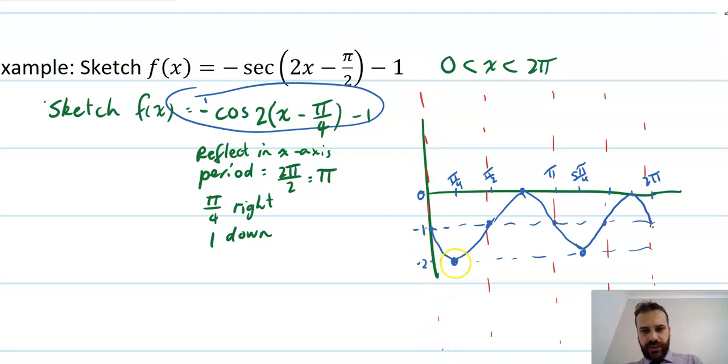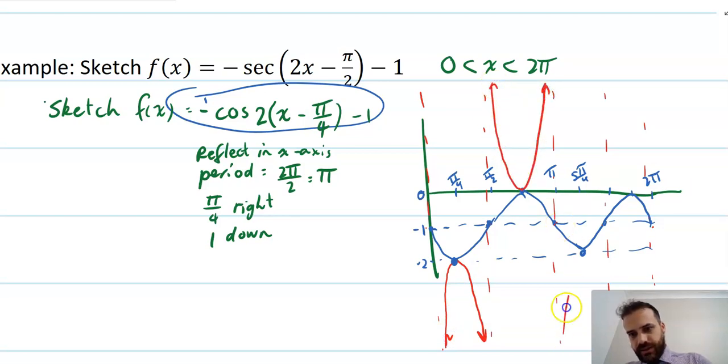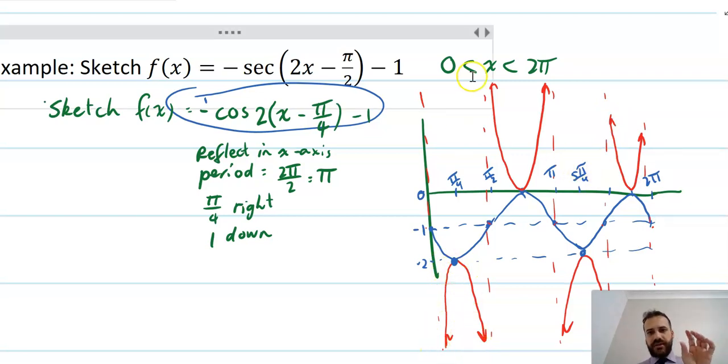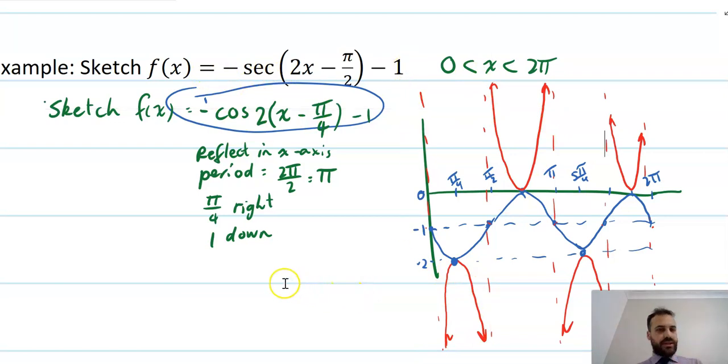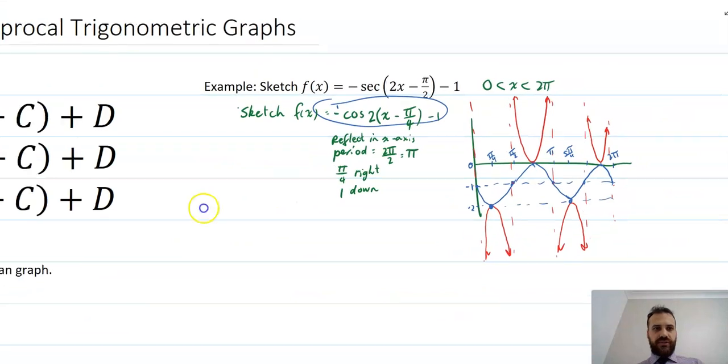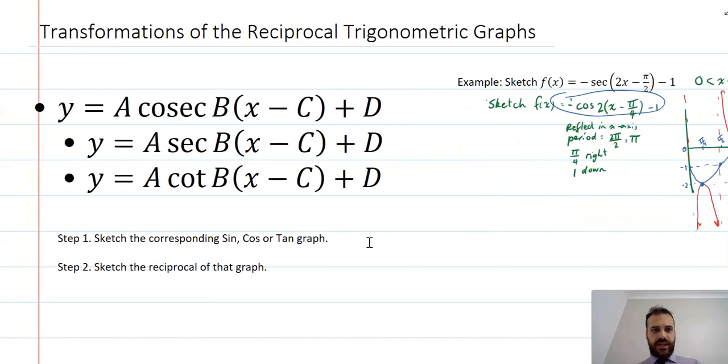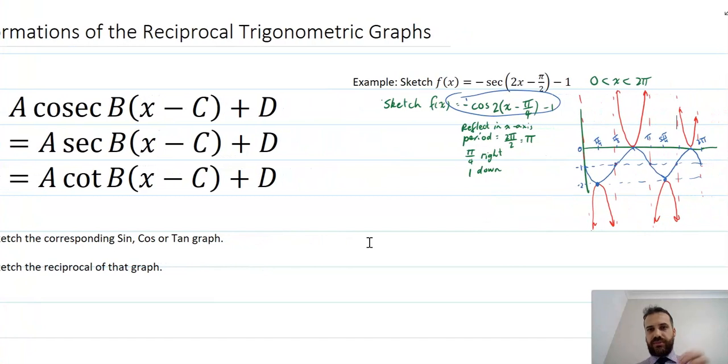And then we're at the extreme there. So my sec function is going to come to there like that. It's going to come down to there like that. Down to there like that. And a little bit like that. And what we have in red is that reciprocal function right there. So as long as you can sketch a trig function, you can sketch any of these reciprocal graphs.